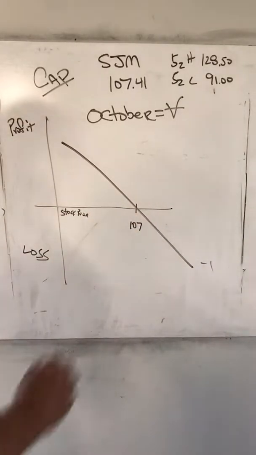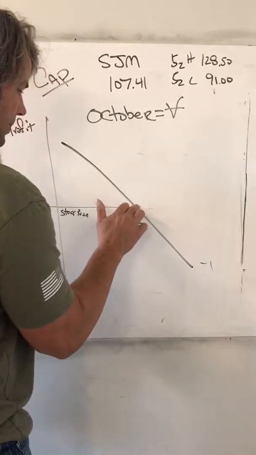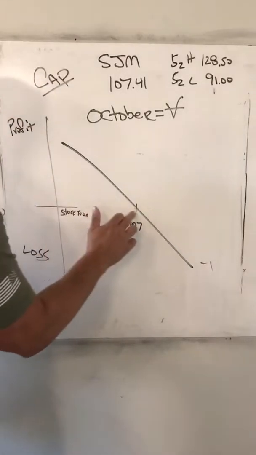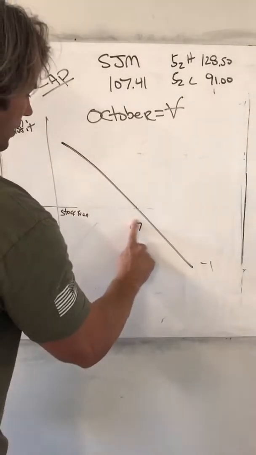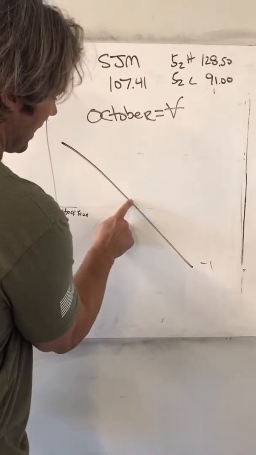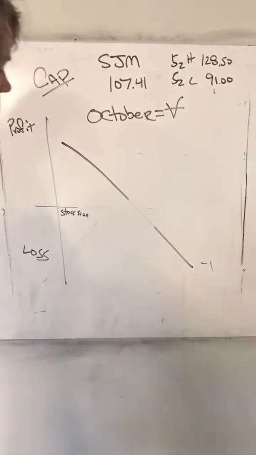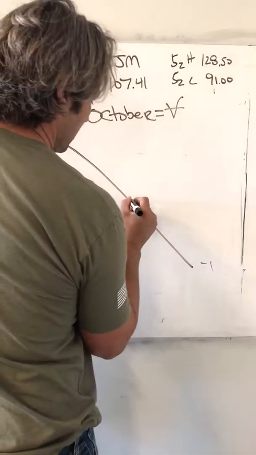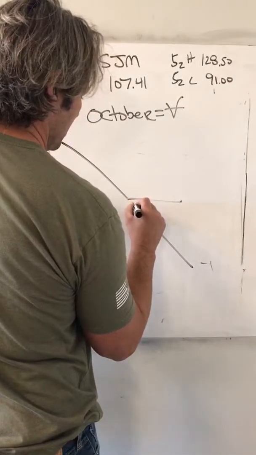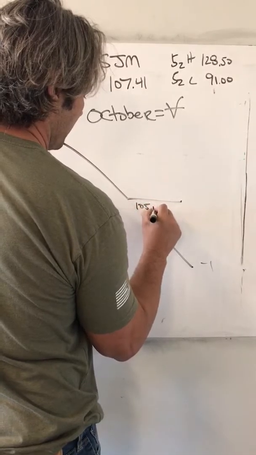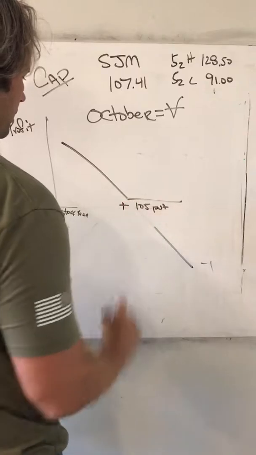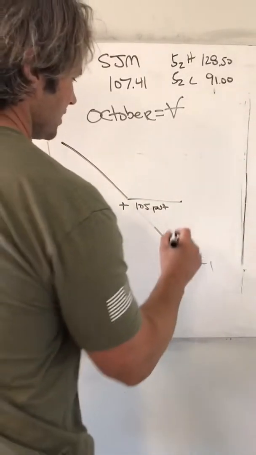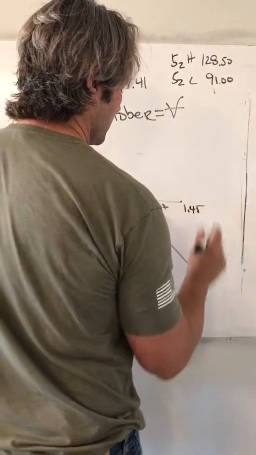Okay, so now that we know that, I'm just going to clean it up a little bit and take away this line so we don't get confused. Now we still have our -1 slope. And what I'm going to do here is draw a little gap in this line. Okay? And I'm going to draw a line here, and this is going to be the 105 put. Right? We're going to buy this. I'm going to put a little plus sign there. And it costs us $1.45 to buy that put.